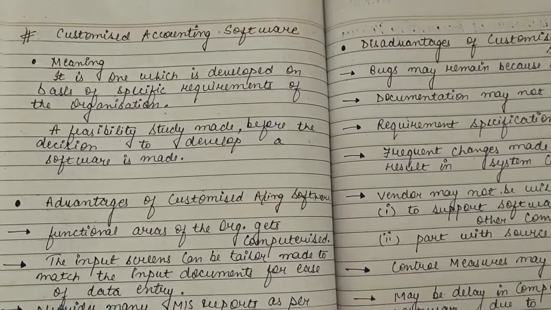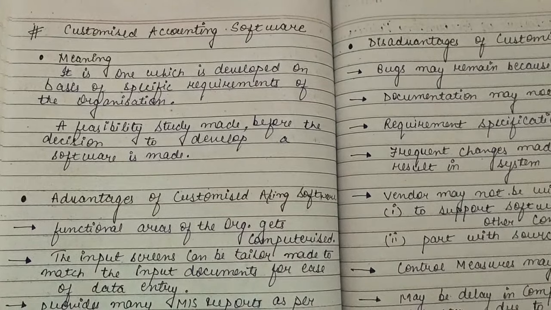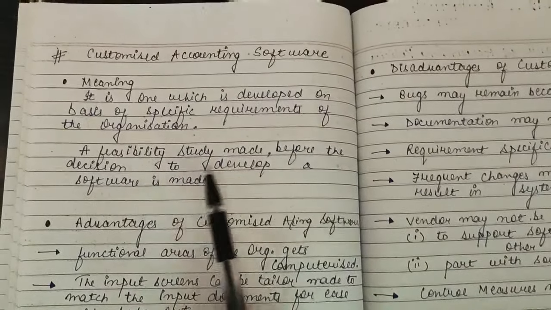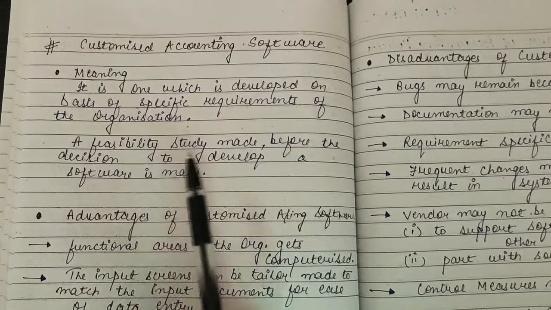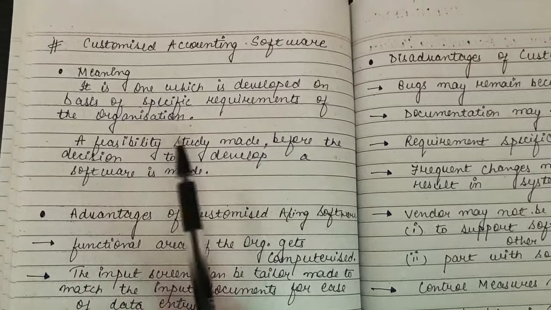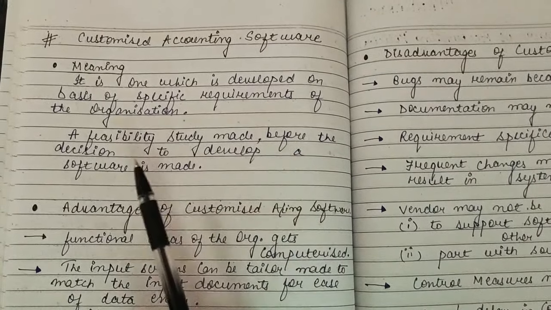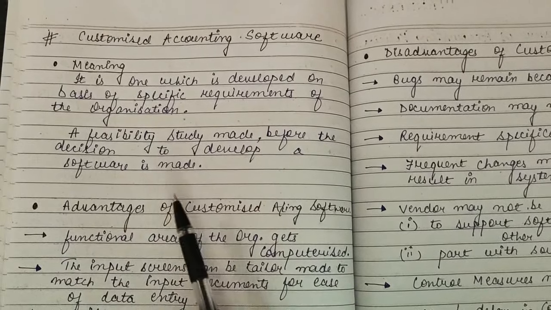Next comes customized accounting software. Okay, so what is the meaning of customized accounting software? It is one which is developed on the basis of requirements of the organization. A feasibility study is made before the decision to develop a software is made.